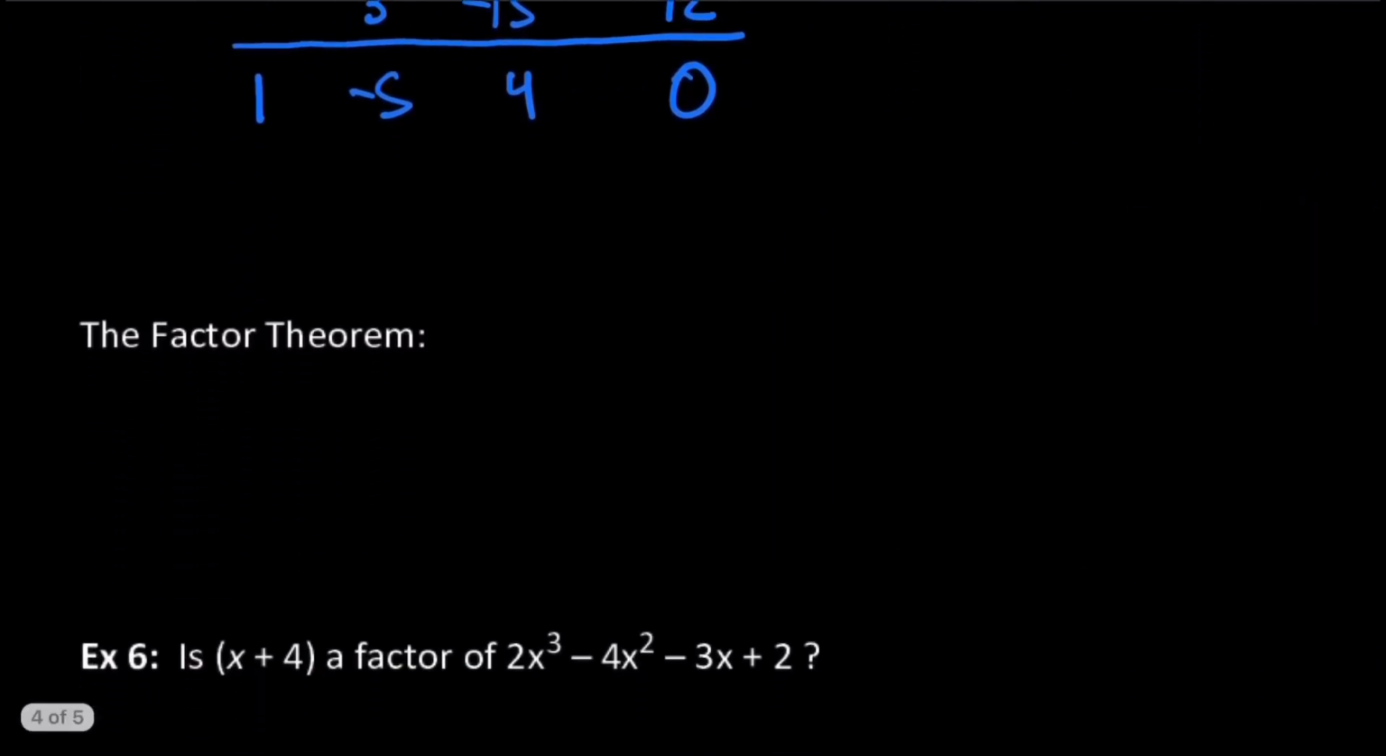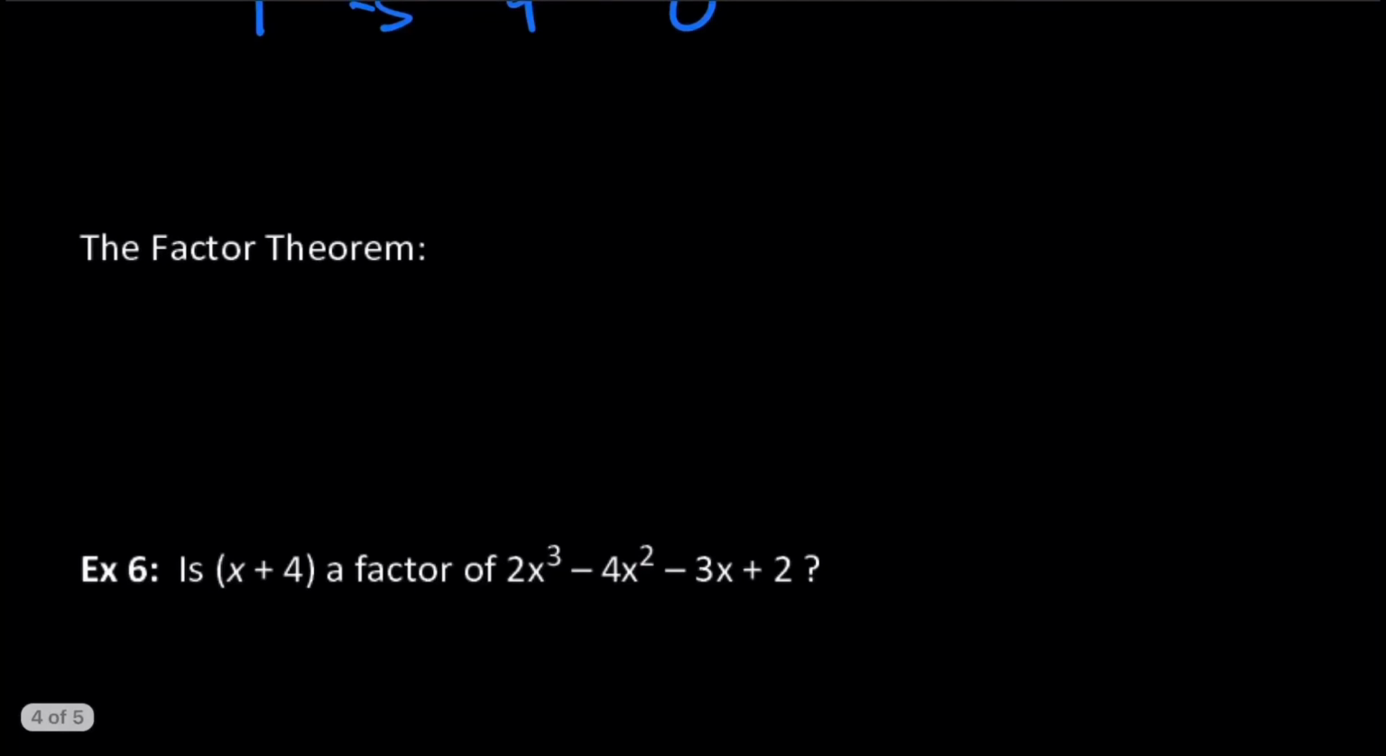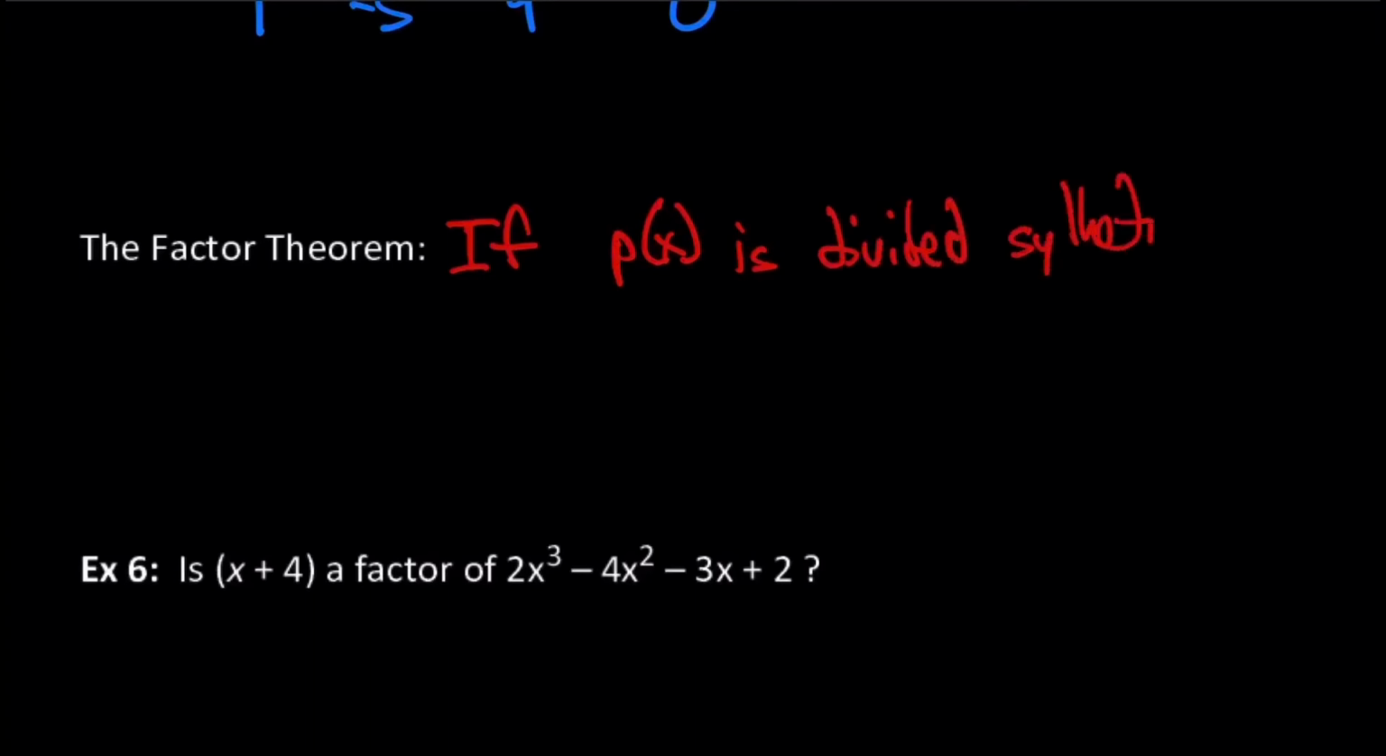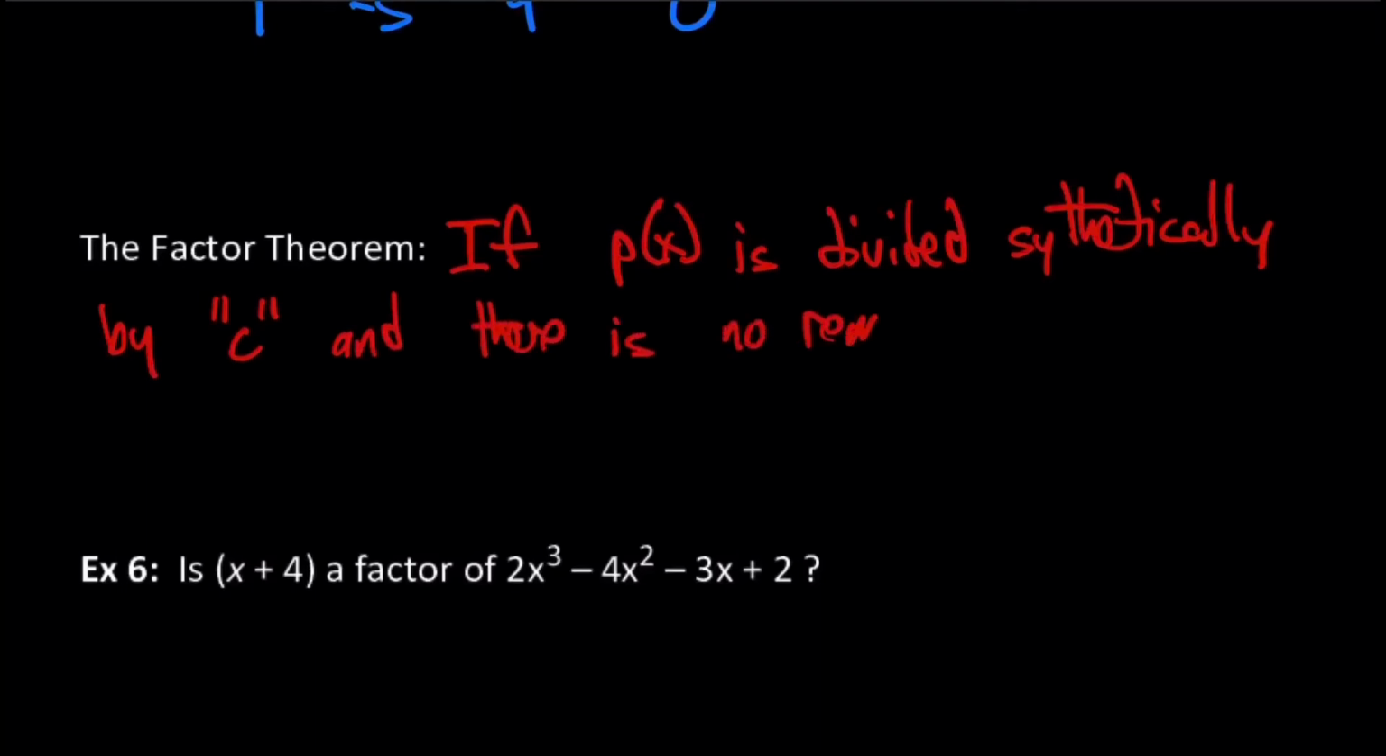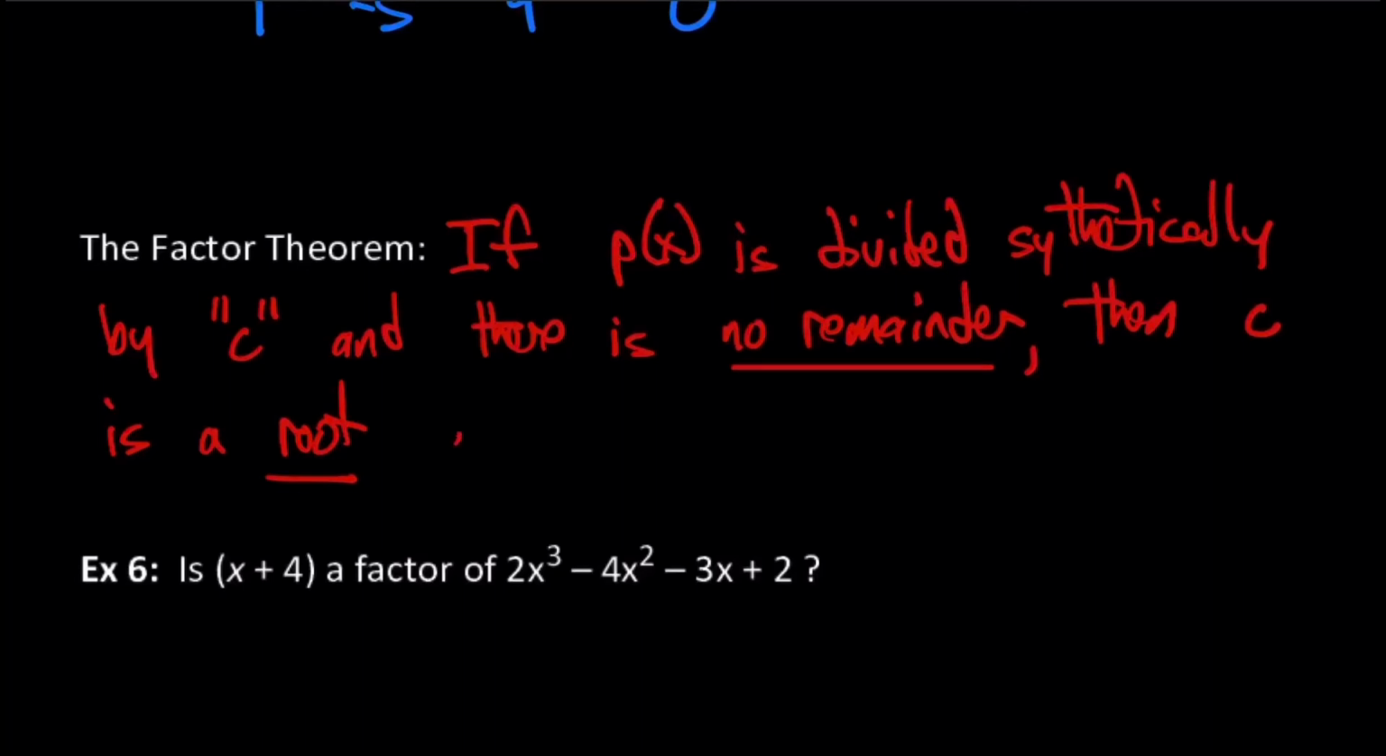So that gives us the factor theorem. If P of x is divided synthetically by C, and there is no remainder, so your remainder is 0, then C is a root and x minus C is a factor.